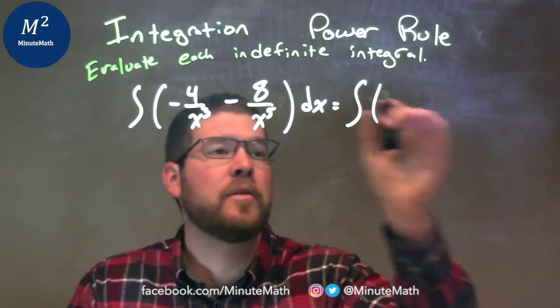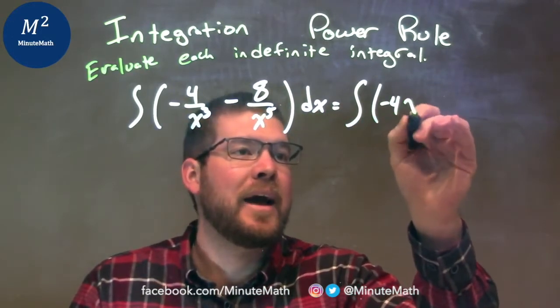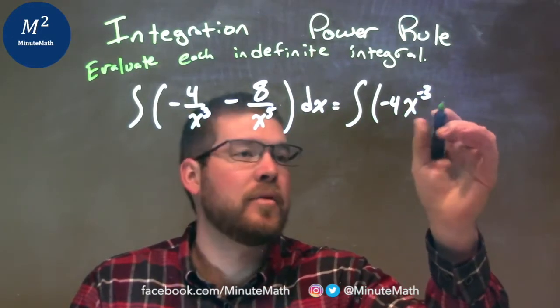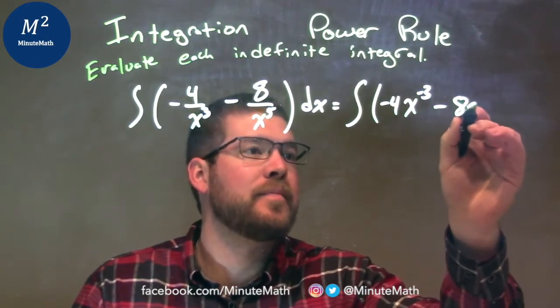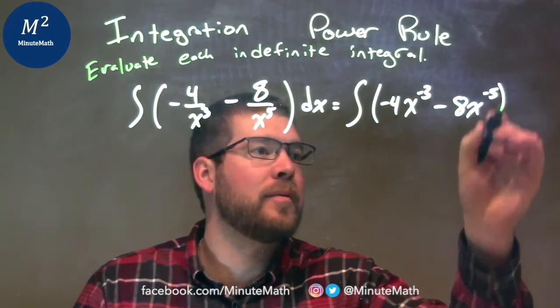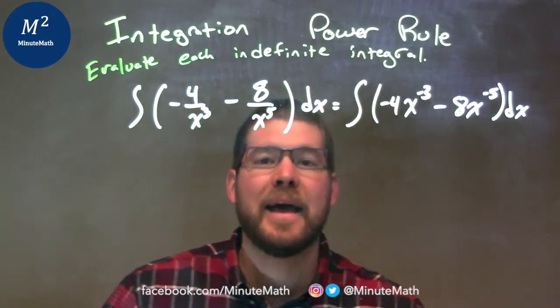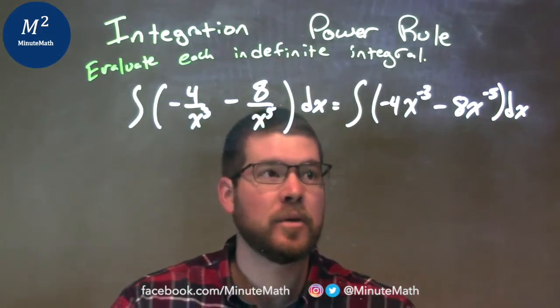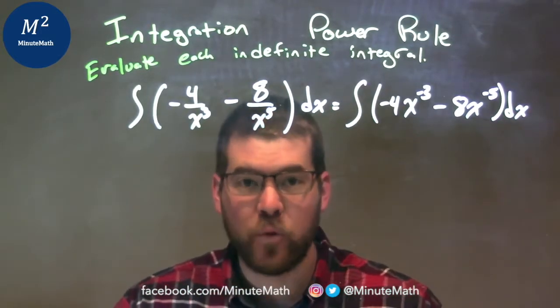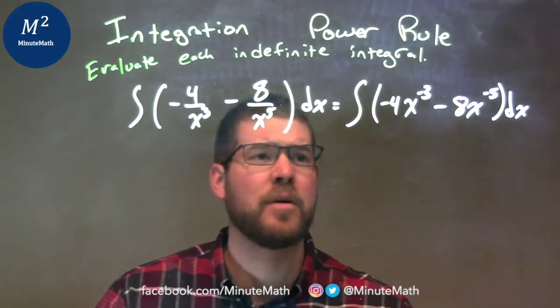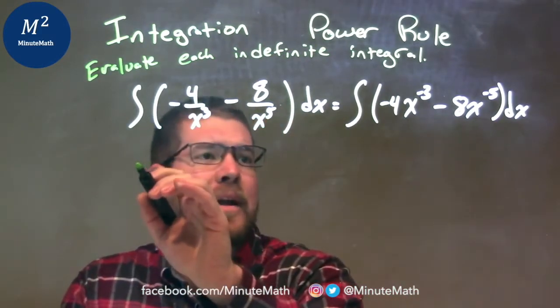So this negative 4 would be x now to the negative 3rd power, right, minus 8x to the negative 5th power dx. And I find that's a little easier to deal with, especially when you're doing the power rule here, okay? That's my preference. So at this point here, I'm now going to take the integral.